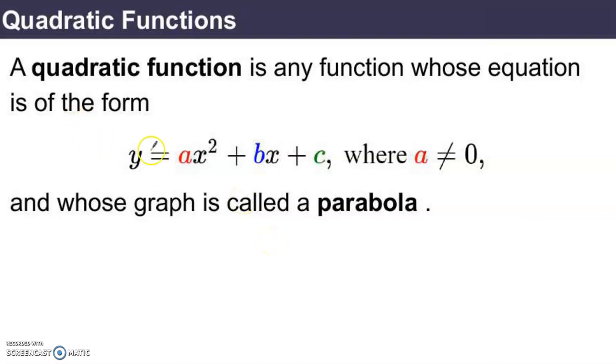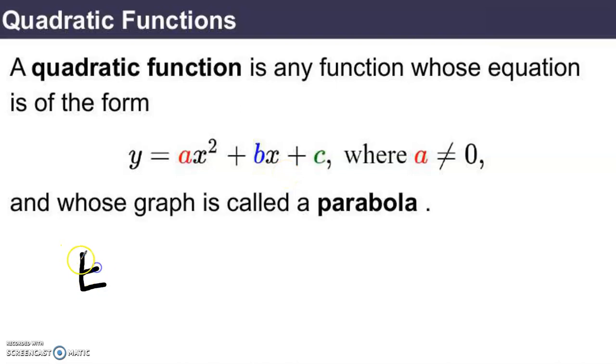It's worth talking about for a second why a can't be 0. If a were 0, 0 times whatever x squared is for any x would just give you 0, and this term wouldn't be there. And then the function would just be y equals something x plus something. And we talked a lot about those earlier in the year in Algebra 1. Those are linear functions. So it's important that a is not 0.